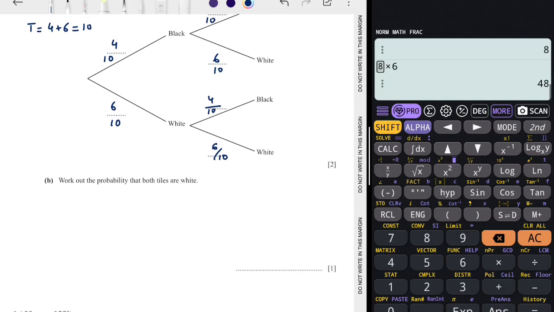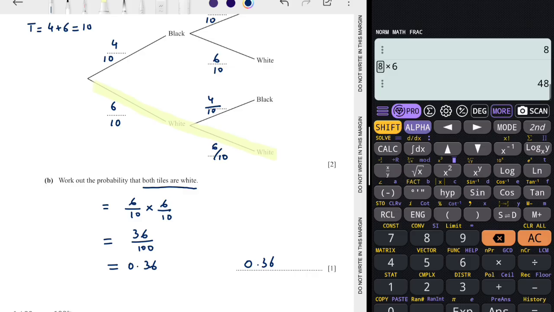Now work out the probability that both tiles are white. For that purpose we have to see this branch. So it will be 6 by 10 times 6 by 10, 36 by 100. So the answer would be 0.36. This would be the answer. Next question.